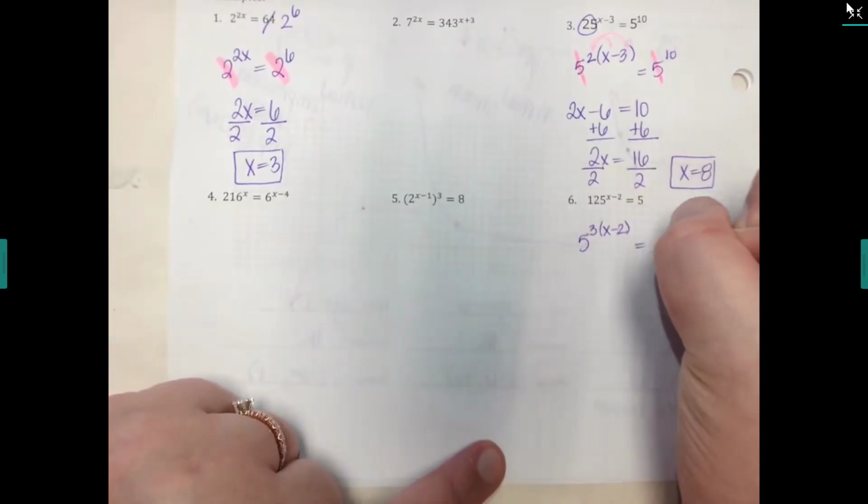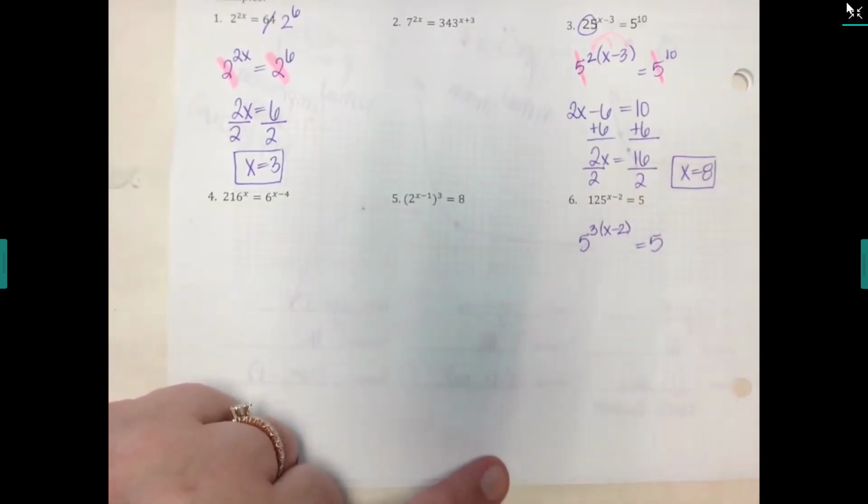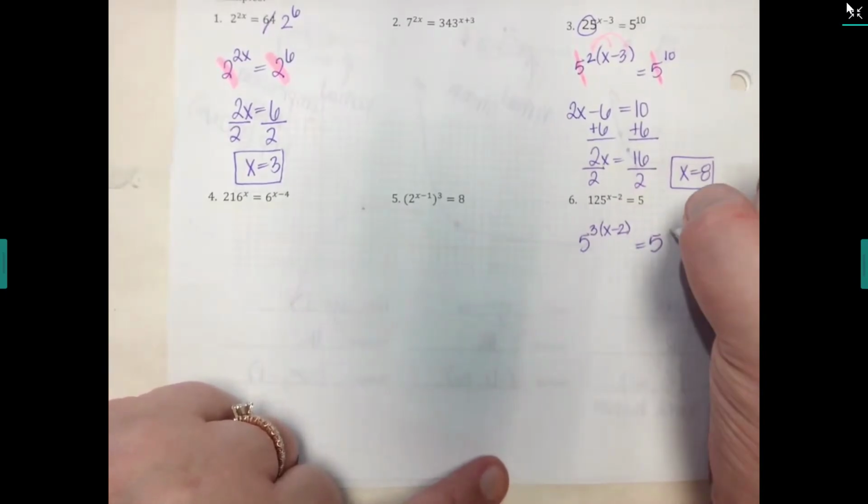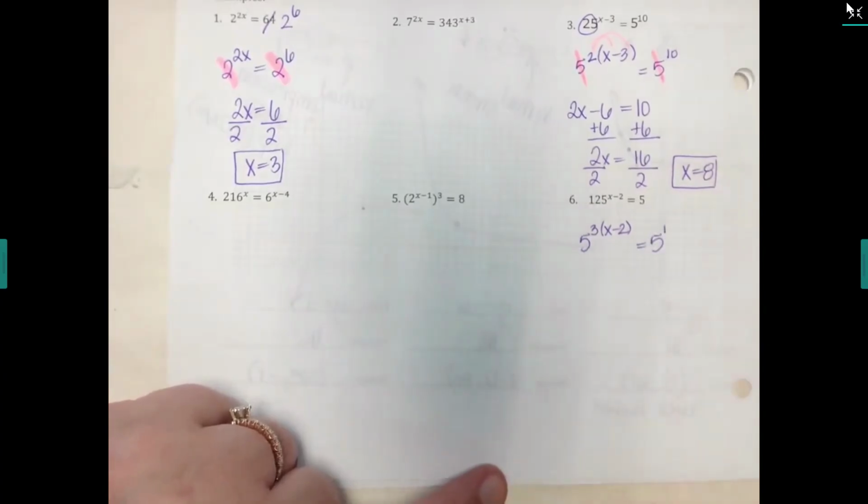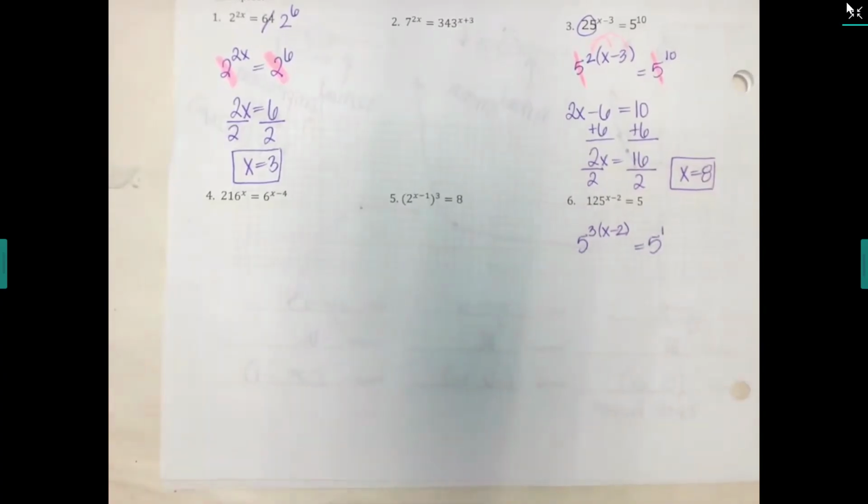parentheses. Now, on the 5 side, if it's just a regular 5, that's considered 5 to the 1. So if there's not a power there, you would say that's one 5, right? Versus 25 would be 5 times 5, you'd have 2 of them. So then cross your 5s out, solve.